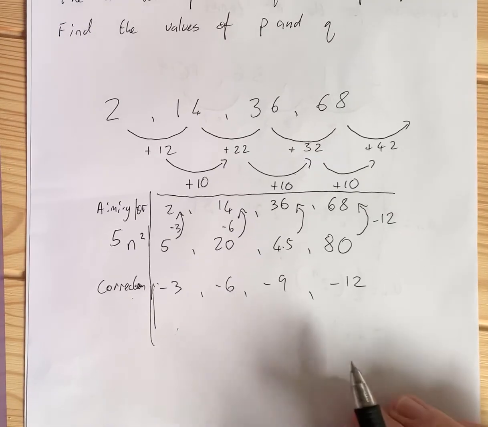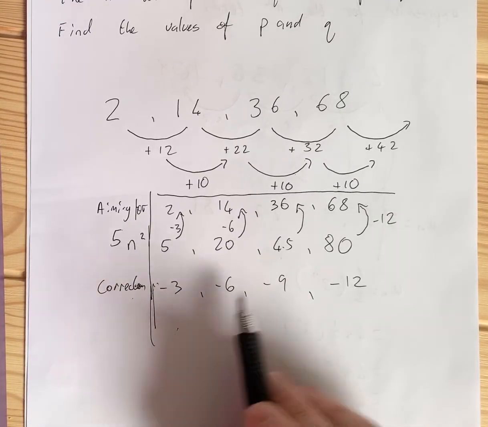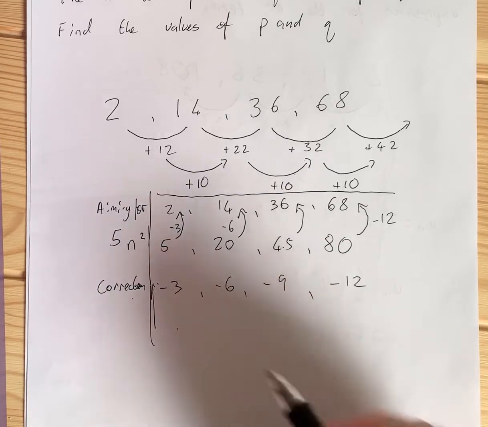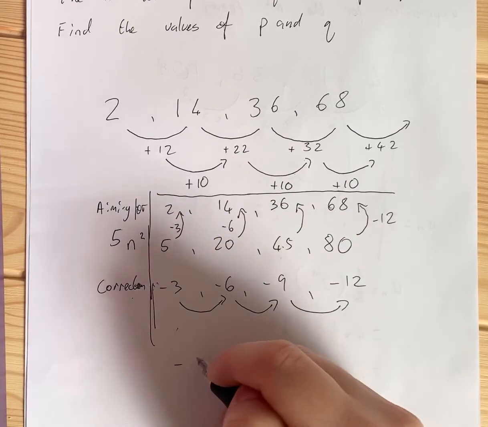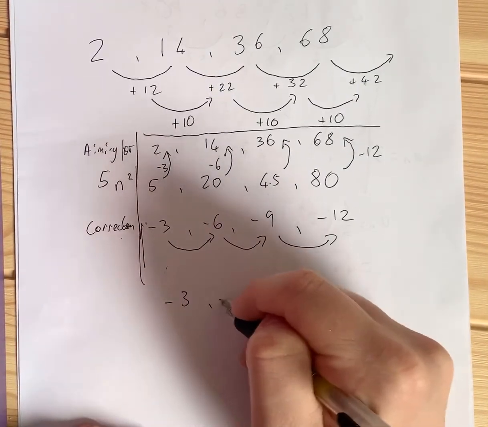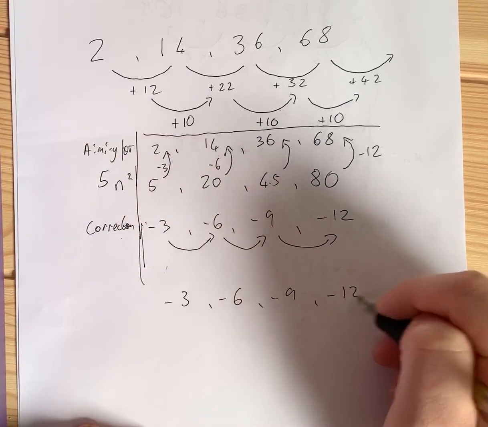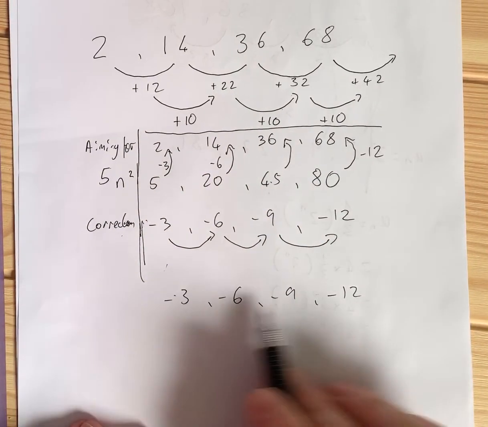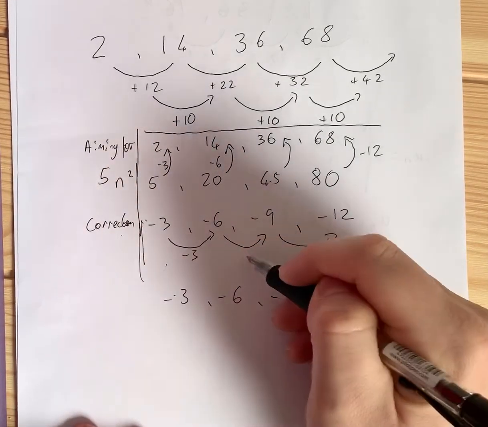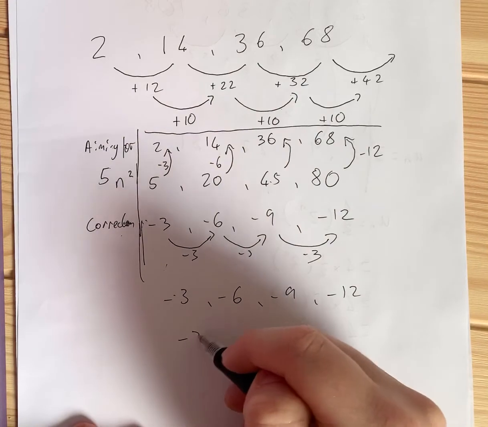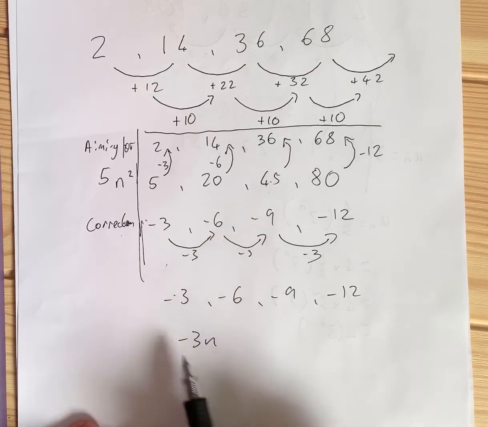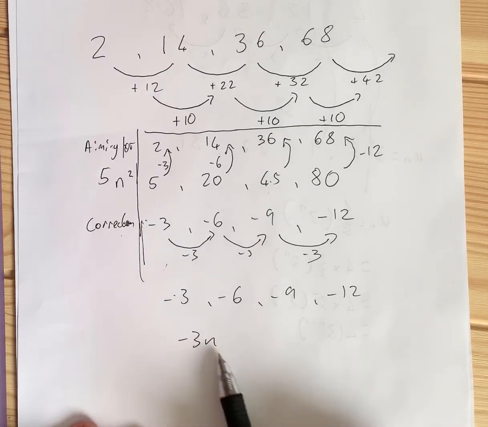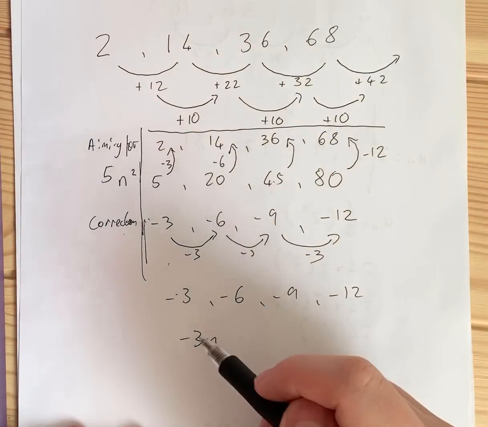So we've got these numbers, -3, -6, -9, -12. These numbers themselves form a linear sequence. If I just said find the nth term for this linear sequence, you'd say, well, we're going down by 3 each time, so it's going to be -3n, and we're starting at -3 anyway, so the nth term of this sequence is -3n. -3 times 1 gives me -3, -3 times 2 gives me -6, -3 times 3 gives me -9. So that's our correction.